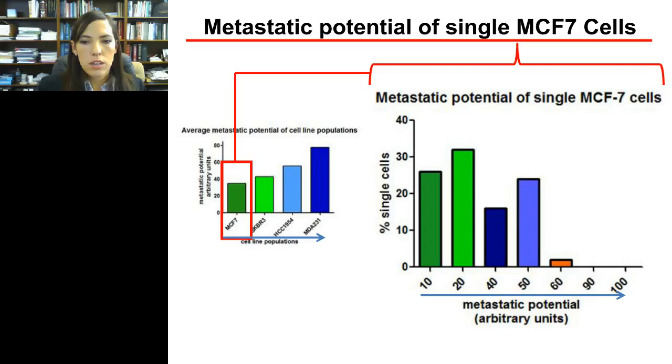That's just indicating that there is heterogeneity on the single cell level from what was once thought to be a homogeneous population of MCF7 cells. And because we sorted these cells based on their extracellular protein expression, it is a little bit surprising that there's such a difference in metastatic potential between these cells.